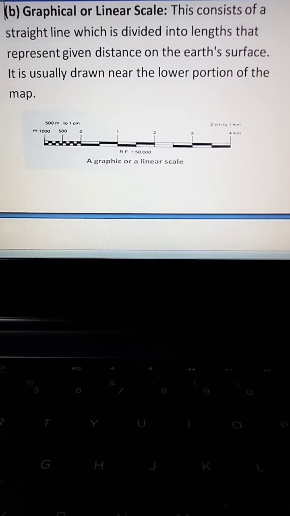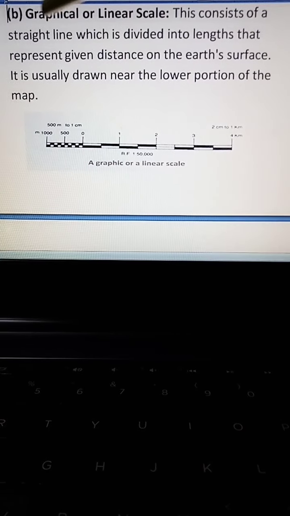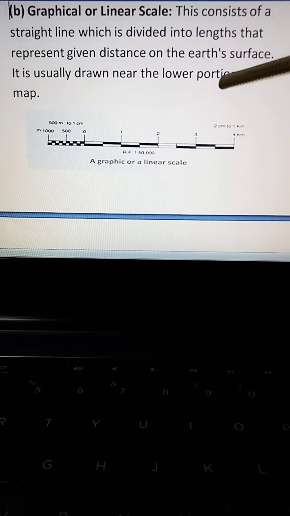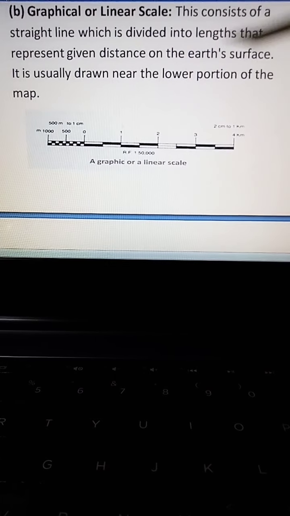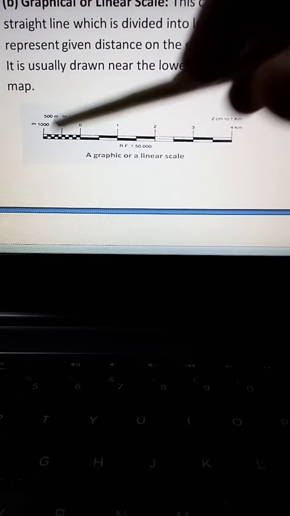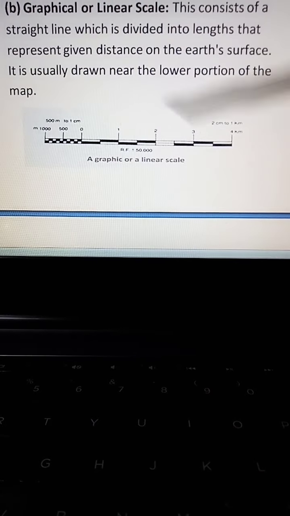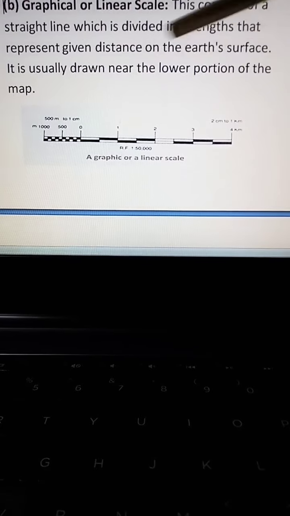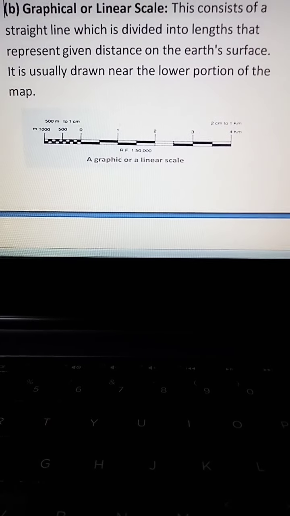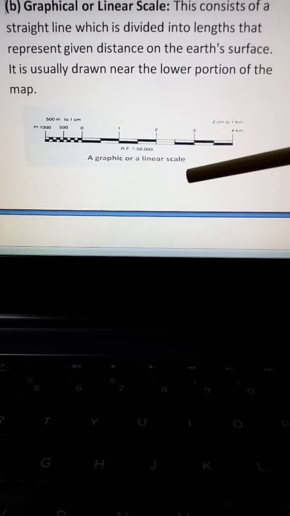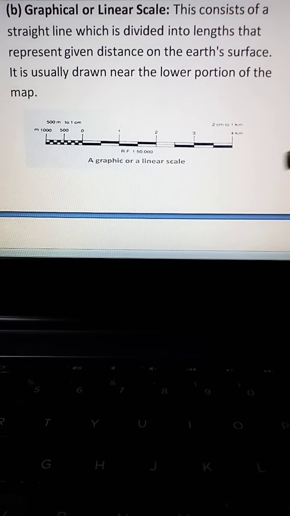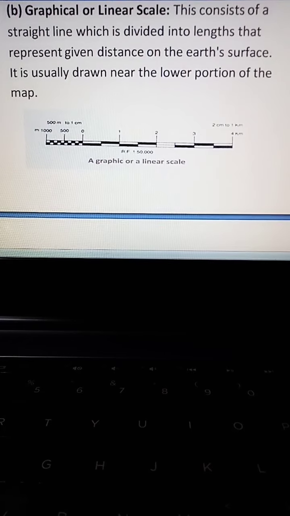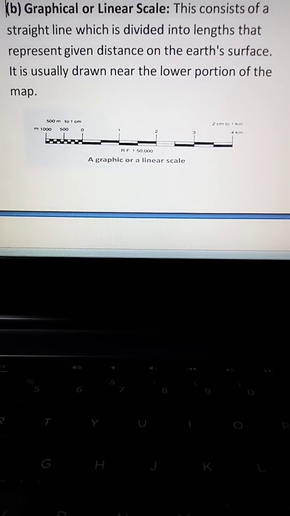The second way to represent the map scale is graphical or linear scale. This consists of a straight line, which is divided into lengths that represent given distances on the Earth's surface. It is usually drawn near the lower portion of the map. A linear scale or graphic scale visually expresses the scale of the map.